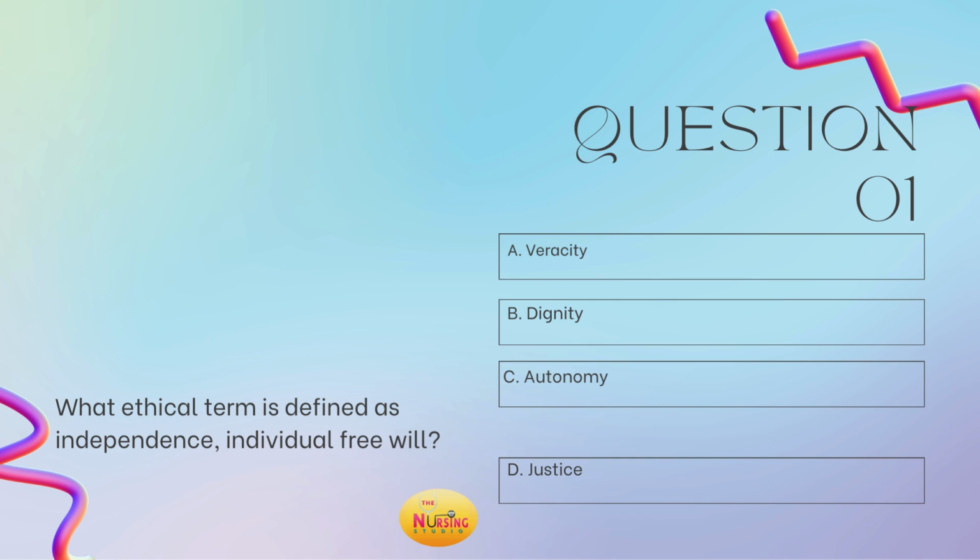All right, I always recommend reading the stem of the question first. Here, the stem of the question is the question. The question is the stem. So, what ethical term is defined as independence, an individual's free will?